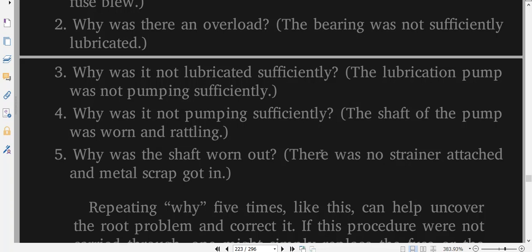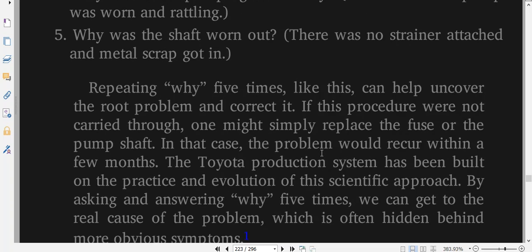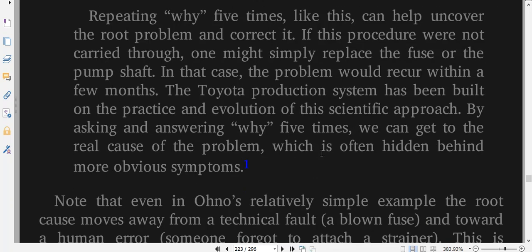There was no strainer attached and metal scrap got in. Repeating why five times like this can help uncover the root problem and correct it. If this procedure were not carried through, one might simply replace the fuse or the pump shaft. In that case, the problem would recur within a few months.